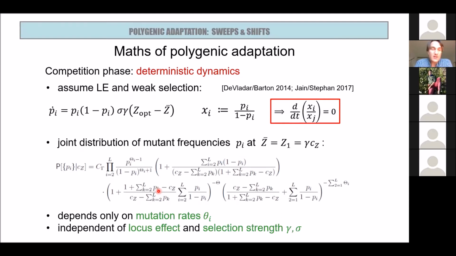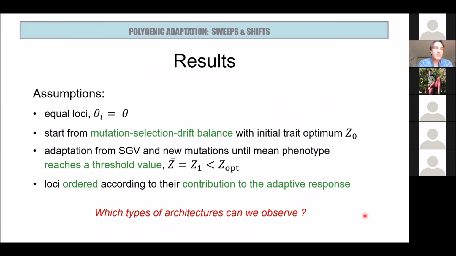The only thing that I want to point at with this formula is that it is independent of locus effects or selection strengths. If you look closely, there are no gammas or sigma in this formula; it only depends on these thetas. Here are thetas, everywhere are thetas, and these are the mutation parameters. Just keep this in mind. But now we leave the maths and go to the results again.